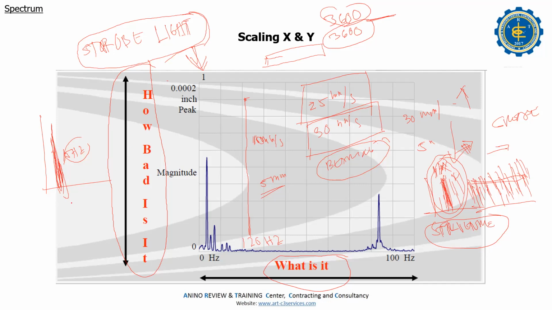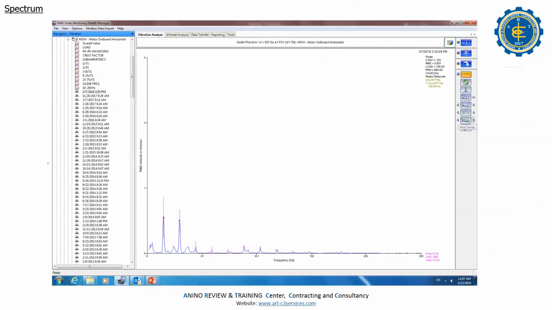If you suspect that there is a coupling problem, you make it live. Because some analyzers have no live button. And in the CSI 2140, we have live. We can analyze on site. So just make live. Sometimes if you have a problem, for example the bearing, you make live data.